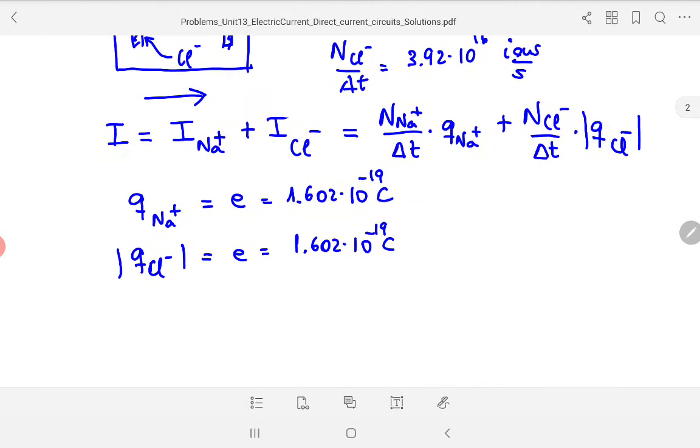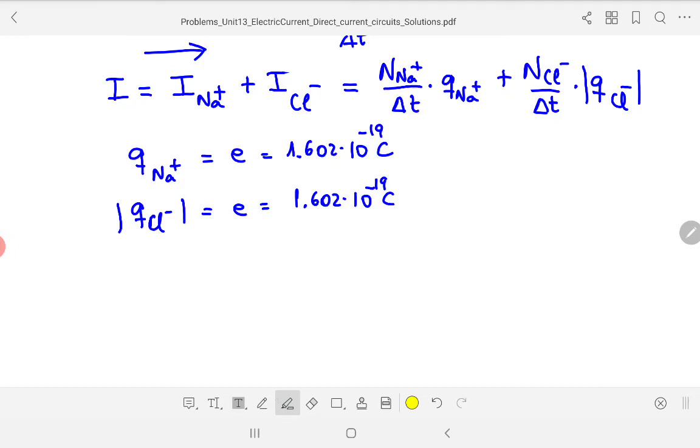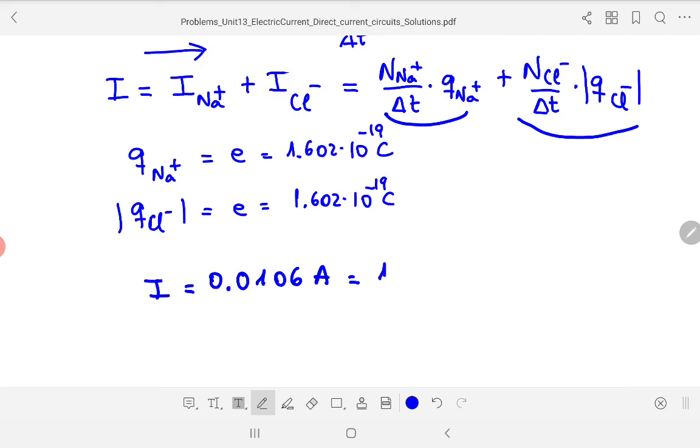So we can calculate the total current with this multiplication. And if we do the calculations, if we calculate this part and this part and we add them together, this is 0.0106 amperes, which is 10.6 milliamperes.